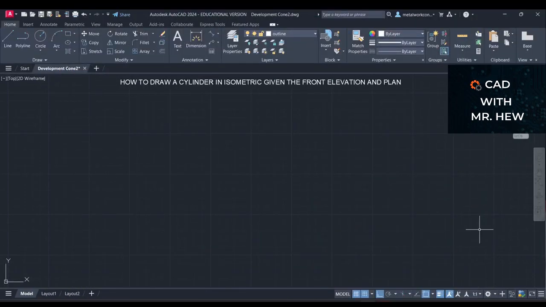In today's video, we're looking at how do we draw a cylinder in isometric projection given the front elevation and plan. The first thing we're going to do is draw the front elevation and then the plan for the cylinder. In the previous video, we looked at the development of a cone. In today's video, we're looking at how to draw the cylinder in isometric projection. We're going to start by drawing the front elevation for the cylinder.